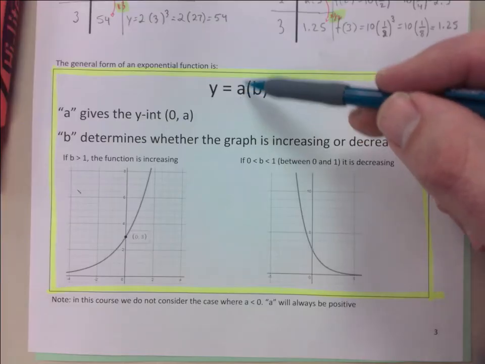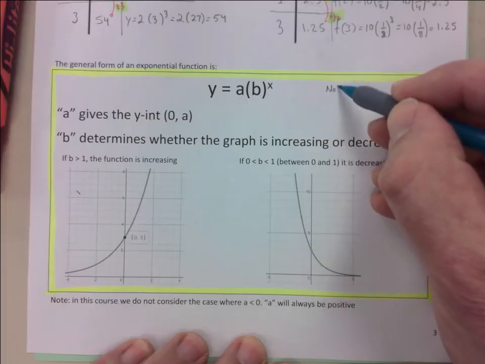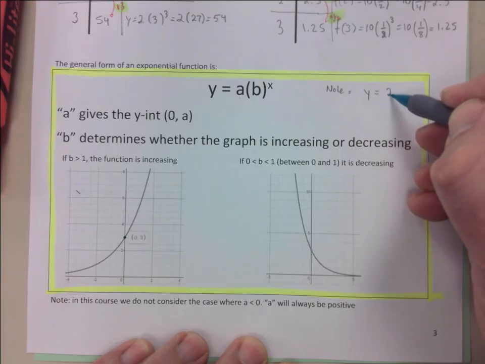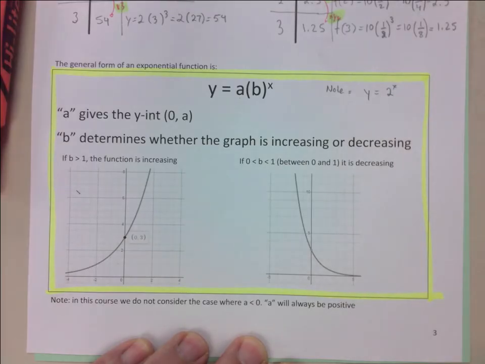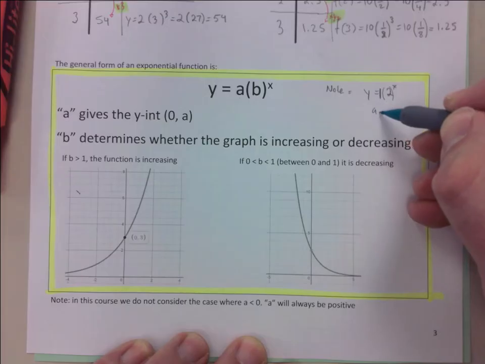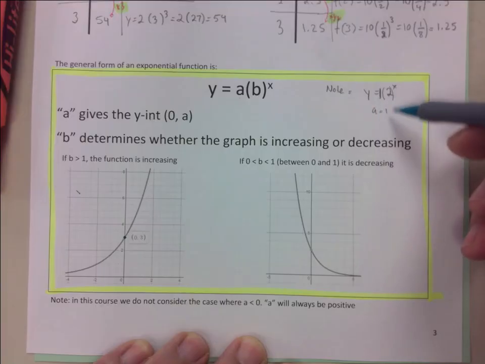Question, what if a is not there? Note, if you ever get this, y is equal to 2 to the x, a seems to not be there, but it is. A is technically 1, okay? A is equal to 1 there. So just make sure you understand that if it's just a number with an x, that there's a 1 in front of it.